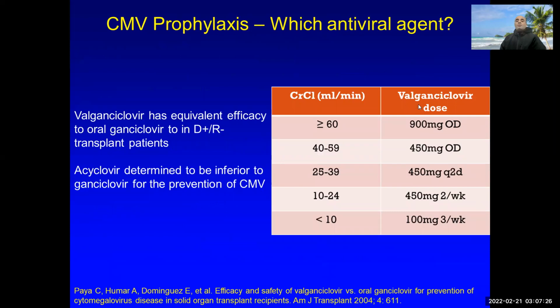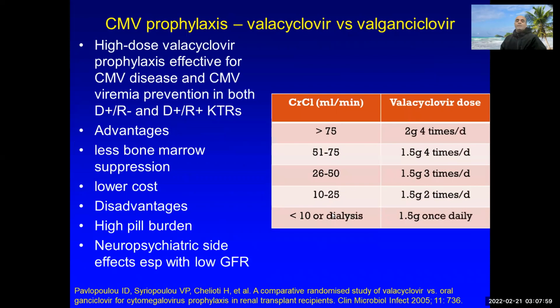And CMV prophylaxis, which antiviral, according to creatinine clearance. Valganciclovir has equivalent efficacy to oral ganciclovir in donor positive recipient negative transplant. Acyclovir was determined to be inferior to valganciclovir for the prevention of CMV. And then the dose is given according to creatinine clearance, here.